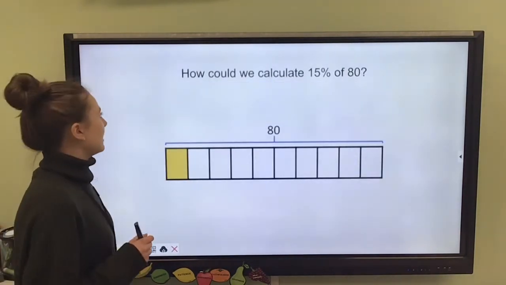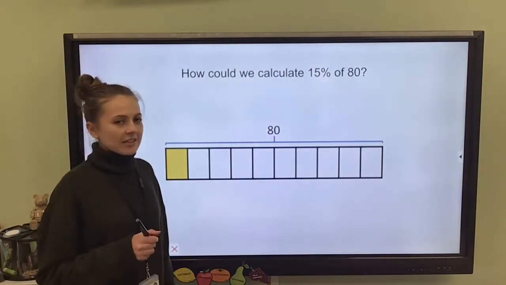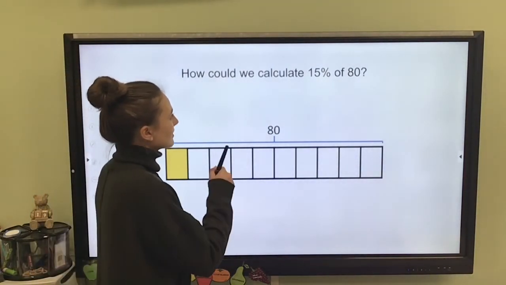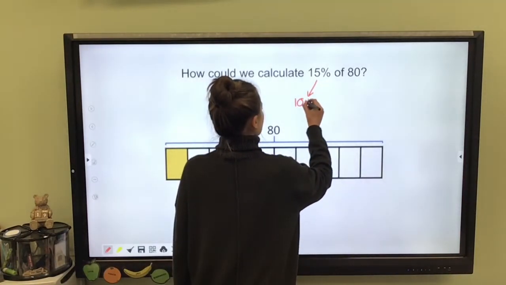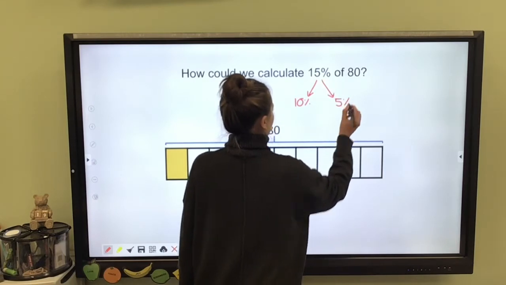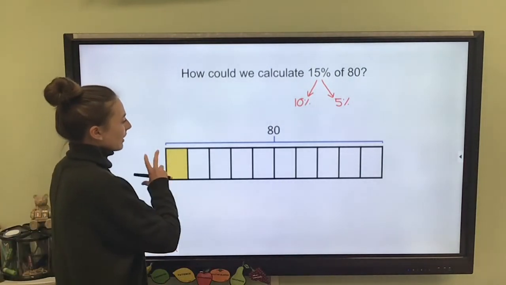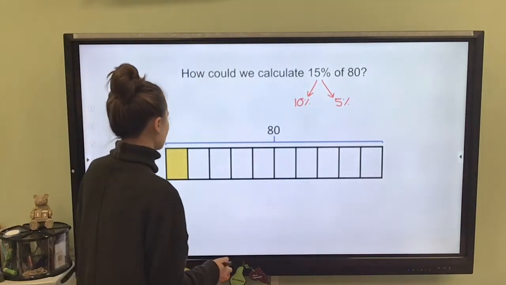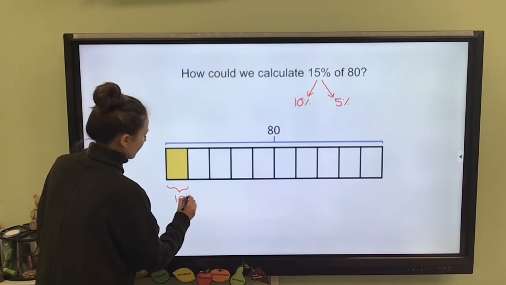Okay, so what about this one here? How could we calculate 15% of 80? Okay, so we haven't calculated 15% of anything before, but we have calculated 10% of something. So we could go ahead and partition this into finding 10% and then finding 5%. Okay, so I've got my bar model here set up to help me. So my whole is 80, and then I've got the bar split up into 10 sections. So if I can find what this section is, I know that that would be worth 10%.